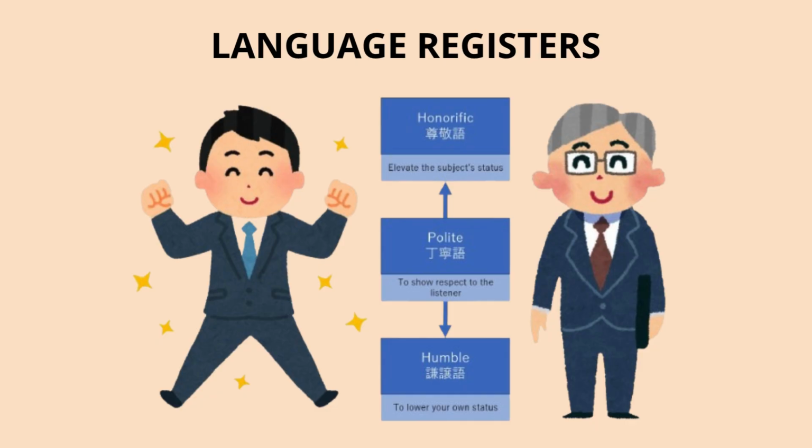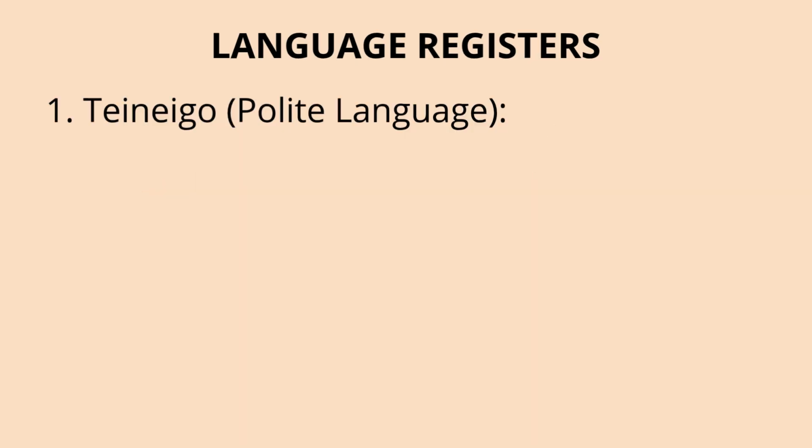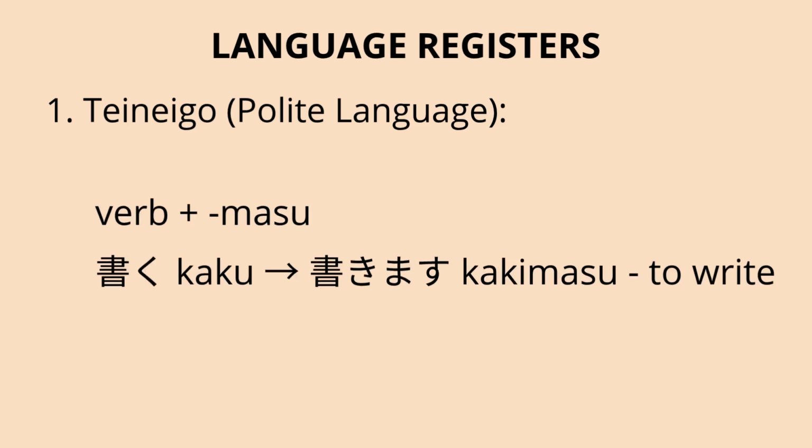It has three main categories. Number 1. Teinego, polite language. It's achieved mainly by adding mas to verbs and using des for the copula. This is the everyday polite form, and the form usually taught in Japanese lessons.